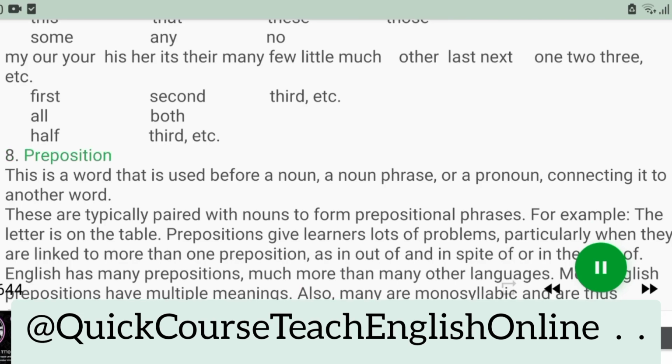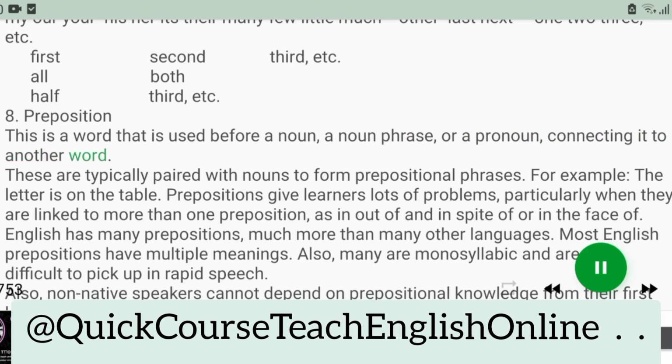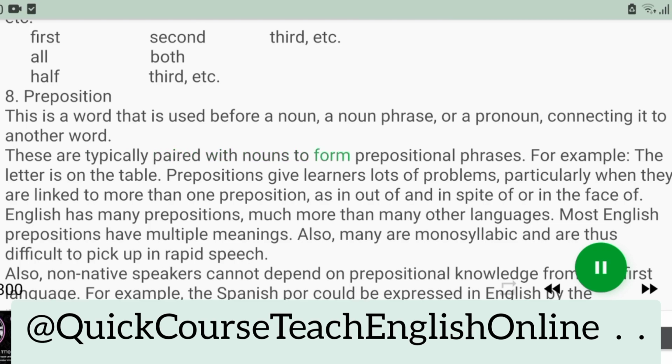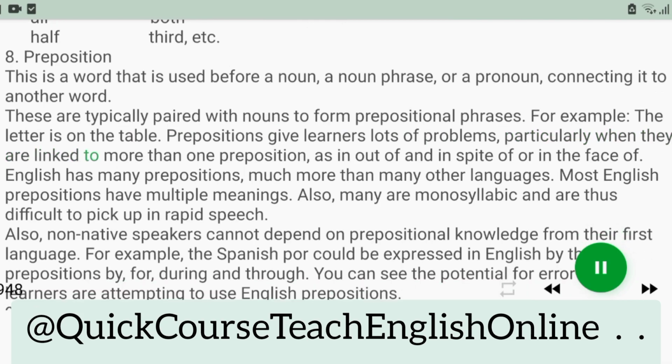8. Preposition. This is a word that is used before a noun phrase, or a pronoun, connecting it to another word. These are typically paired with nouns to form prepositional phrases. For example, the letter is on the table. Prepositions give learners lots of problems, particularly when they are linked to more than one preposition, as in out of and in spite of or in the face of.